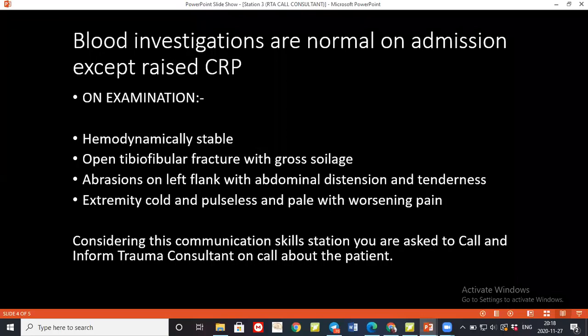So for the wound, we will wash the wound, as it's a dirty wound. There is gross soil contamination. We will wash the wound thoroughly with normal saline, and we'll commence the patient on broad spectrum antibiotics, and then we'll decide further. But as of now, we'll put the patient on broad spectrum antibiotics and wash the wound.